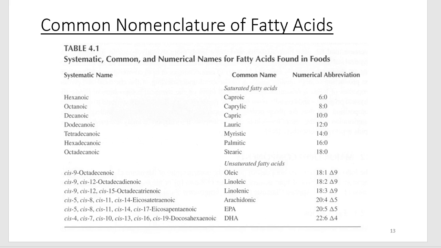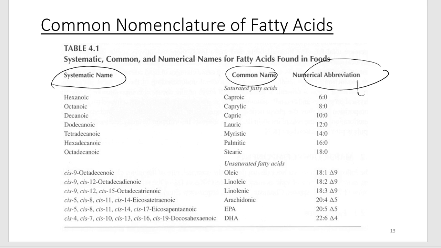Let's see the nomenclature of fatty acids. How do we name fatty acids? There are three different systems to name fatty acids: systematic name, common names, and numerical abbreviations. This is also called shorthand names.